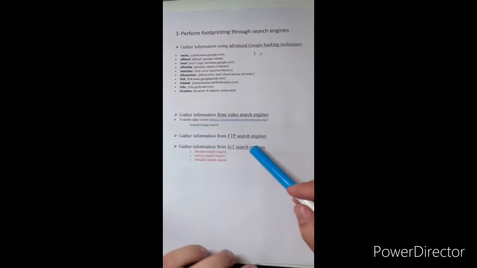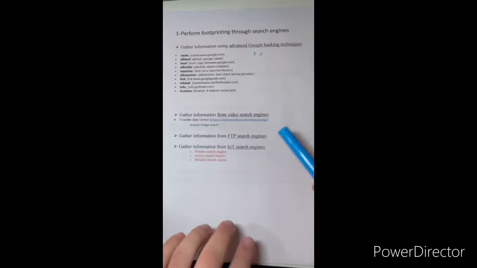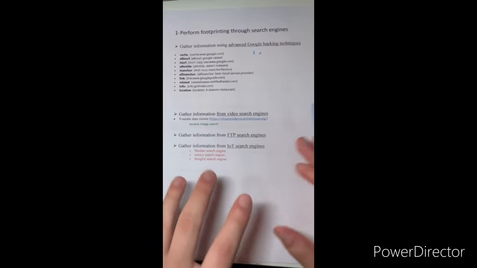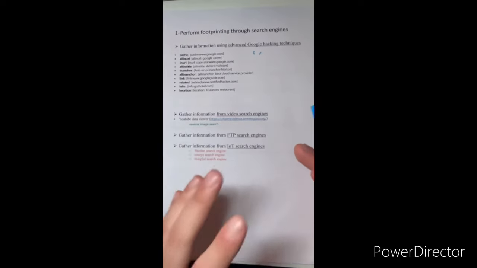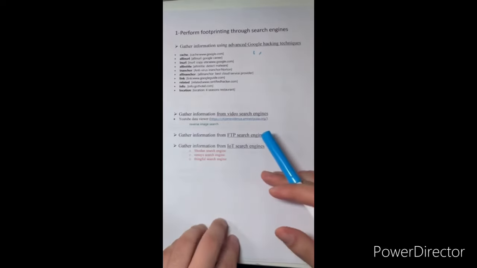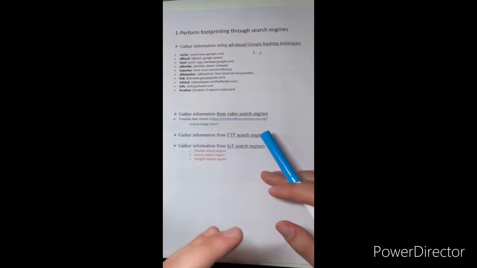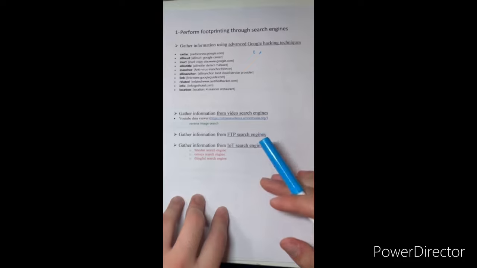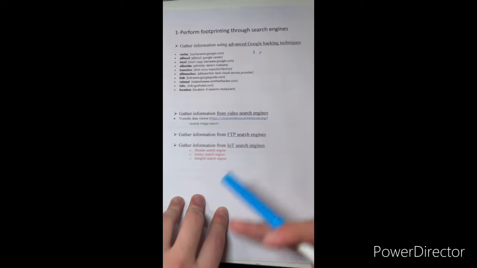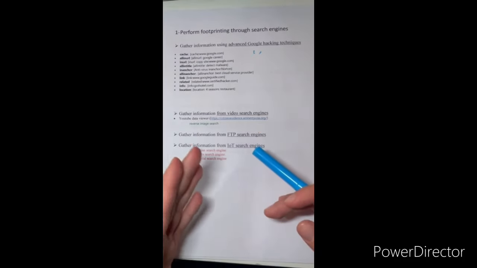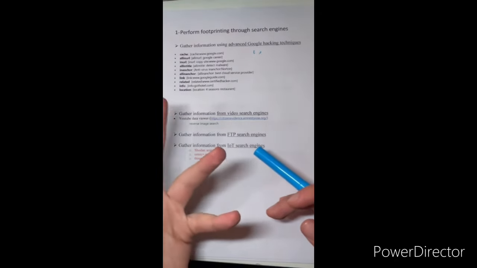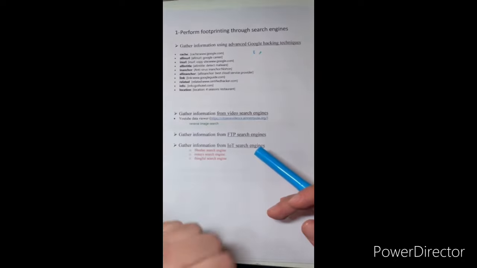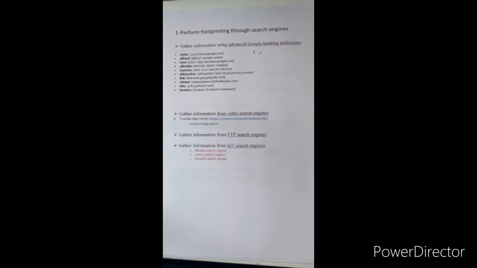After that come the FTP search engines. I usually use these to search for files located on FTP servers, and these files may hold valuable information about the target organization, including business strategies, tax documents, employees' personal records, probably financial records as well, who knows, and other confidential information.